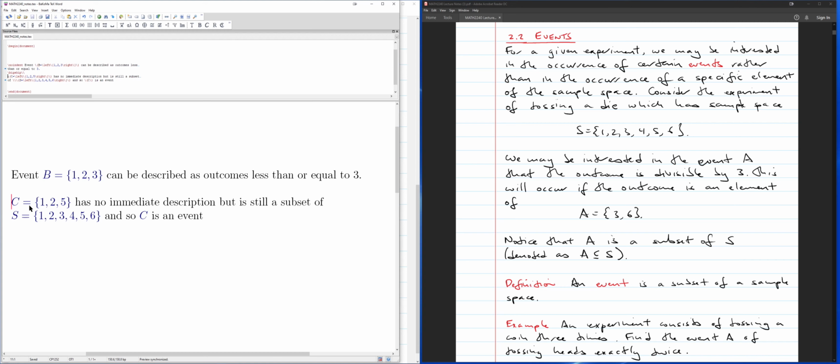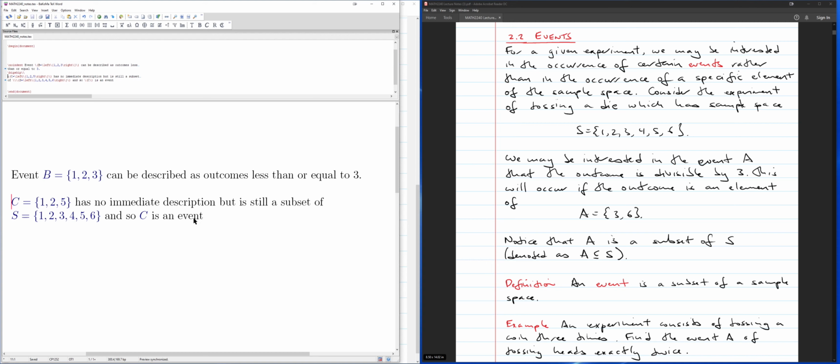Okay, but how about this over here, this 1, 2, 5? This again is a subset of your sample space, which is this S here. It is an event, because by definition it's a subset of your sample space. But this one doesn't really have a nice description. It's probably hard to cook up a nice description like the B over here has. But that doesn't prevent it from being a subset of your sample space, and therefore it is an event.